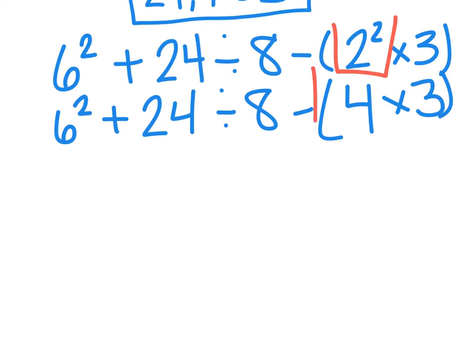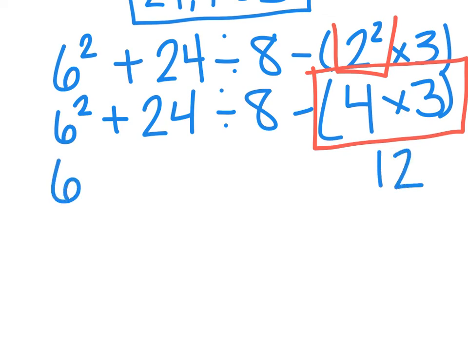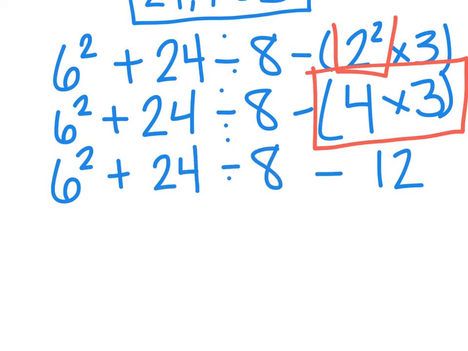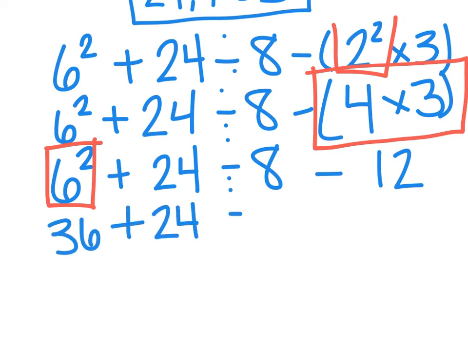We still need to keep working on our parentheses over here. So 4 times 3 is 12. Copy the rest of the problem in front. Now that I've solved everything inside the parentheses, I'm ready to go look at my exponent over here. So I've got a 6 squared. Remember, that means 6 times 6, and that's 36. Copy the rest of the problem.